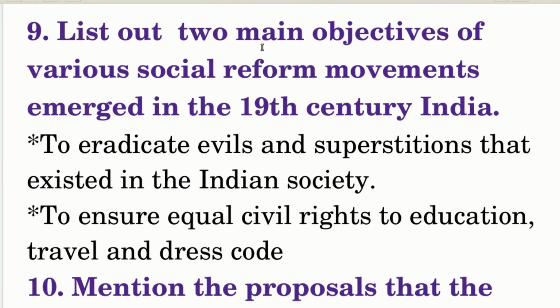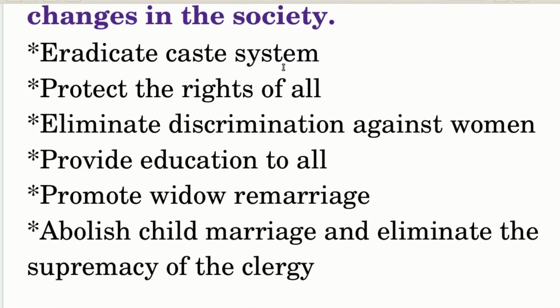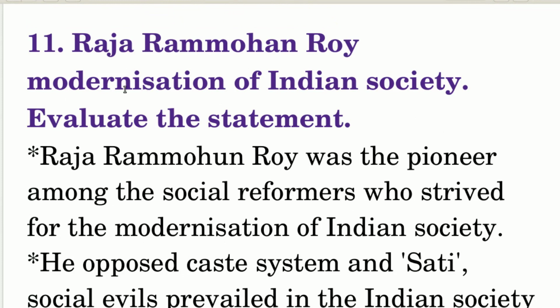List out two main objectives of various social reform movements emerged in the 19th century India. To eradicate evils and superstitions that existed in the Indian society. To ensure equal civil rights to education, travel and dress code. Mention the proposals that the social reformers advanced to bring about fundamental changes in the society. Eradicate caste system. Protect the rights of all. Eliminate discrimination against women. Provide education to all, promote widow remarriage, abolish child marriage and eliminate the supremacy of the clergy.